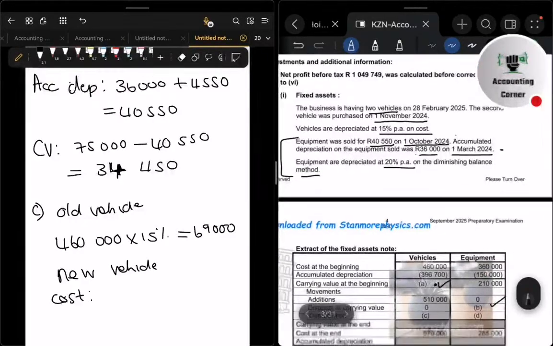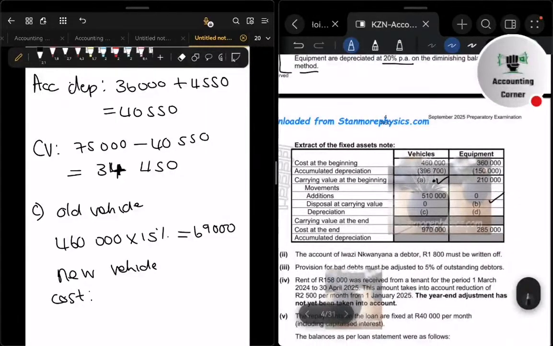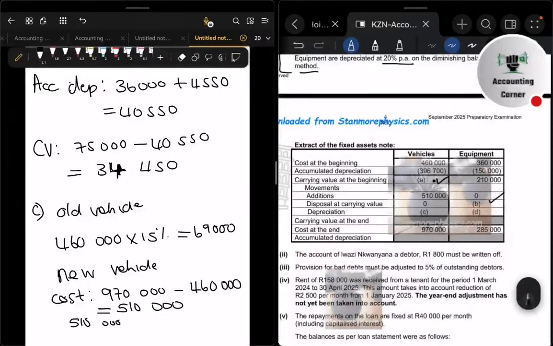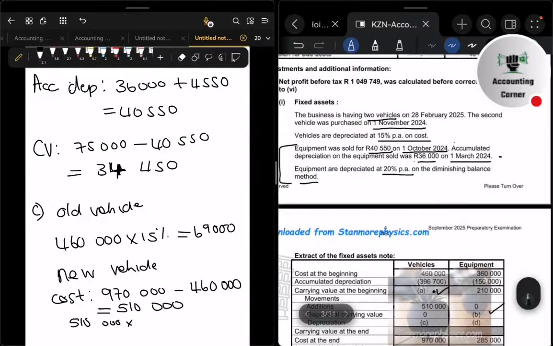Then for the new vehicle, we first have to calculate the cost. So the cost will be our cost of vehicles at the end, because that includes the old vehicle, of 970, and we subtract the old vehicle 460,000, and that will give us the cost of the new vehicle. So 970 minus 460, and that will give us 510. And now that we have 510,000, we'll multiply by 15%.